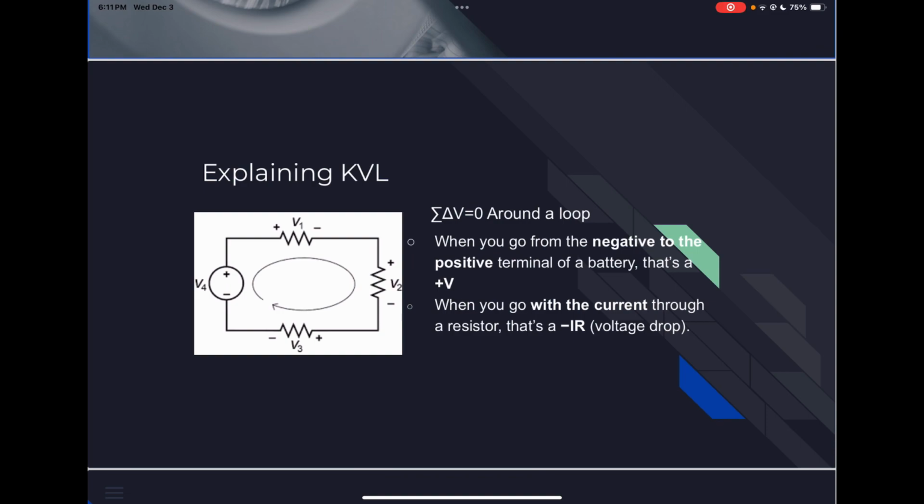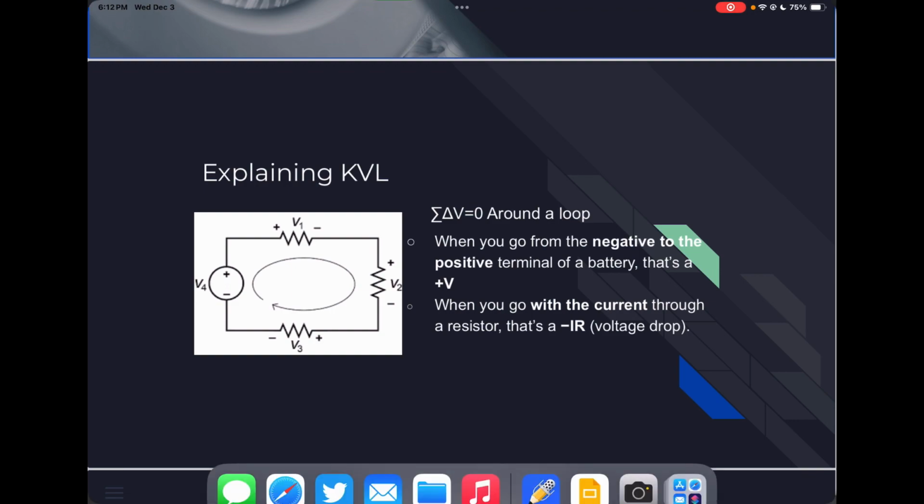Key notes to take in here when you are solving circuit problems: when you go from the negative to the positive terminal of a battery, that's positive voltage, as you can see in this left node over here. And when you go with the current through a resistor, that's a voltage drop, so you'll have negative current times resistance. Now that we have taken this into account, let's solve a practice problem.